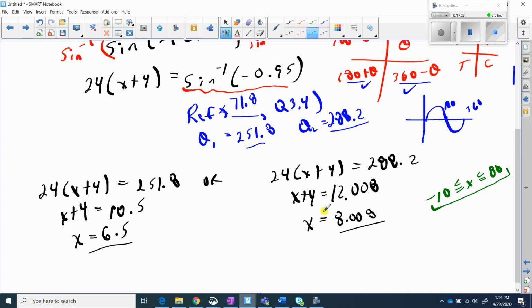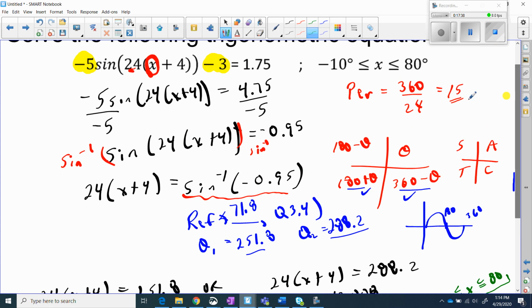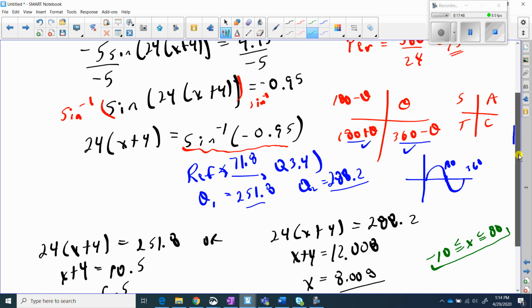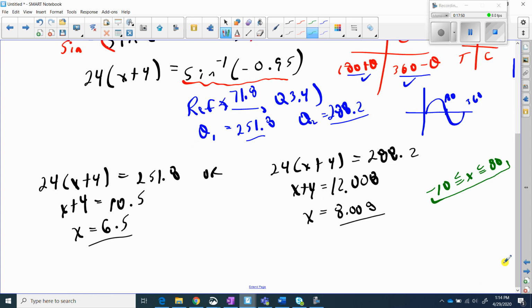Now, how do we get more answers? Because remember, sinusoidal relationships just repeat themselves in this wave pattern over and over. That's where knowing the period becomes critical now. Because of this k value being something other than a 1, the period of these graphs is 15. So what I'm going to do is take each of these answers that I got, and I'm going to add and subtract 15 until I no longer get answers that are within these bounds.